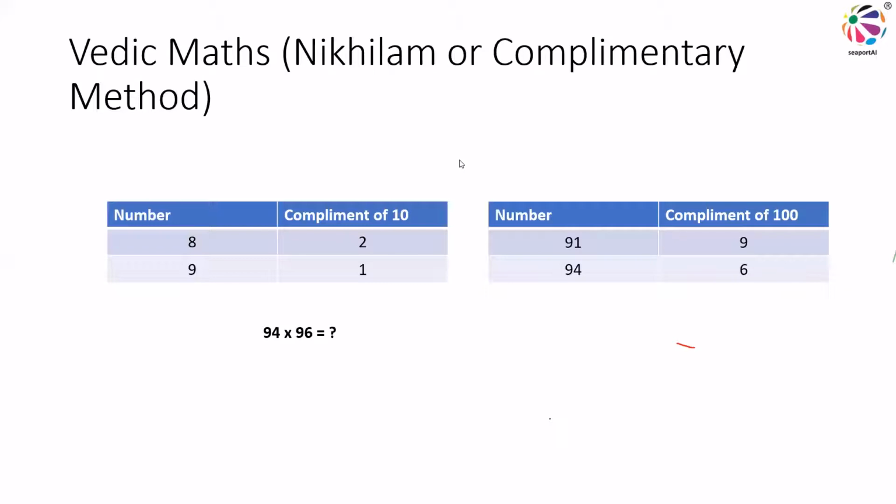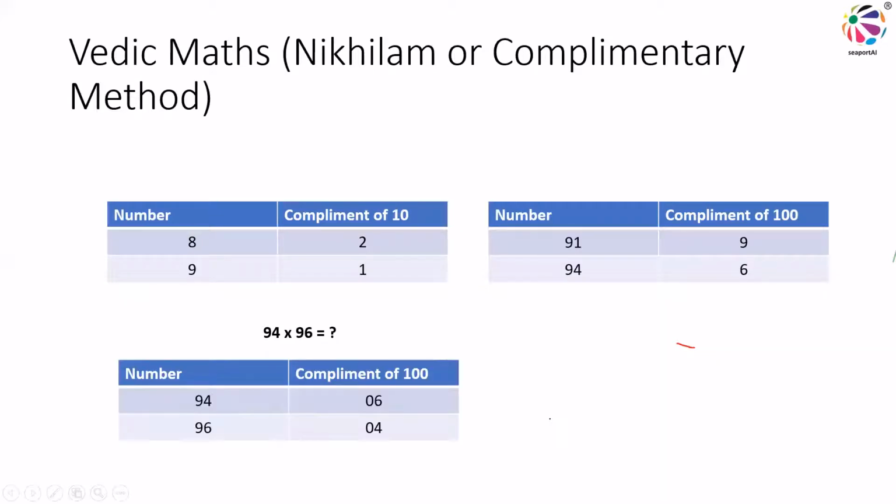So now, for the benefit of everyone, I don't want anyone to not understand. 94 is closer to 100. Yes or no? Yes, sir. That is why I'm choosing 100 and not 10. This is 100 minus 94. This is 100 minus 96.